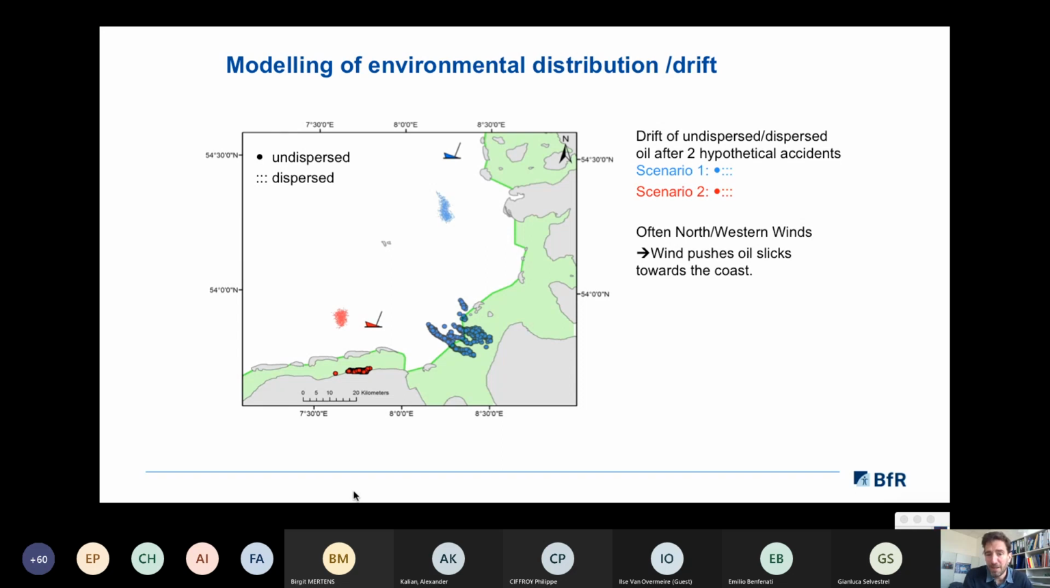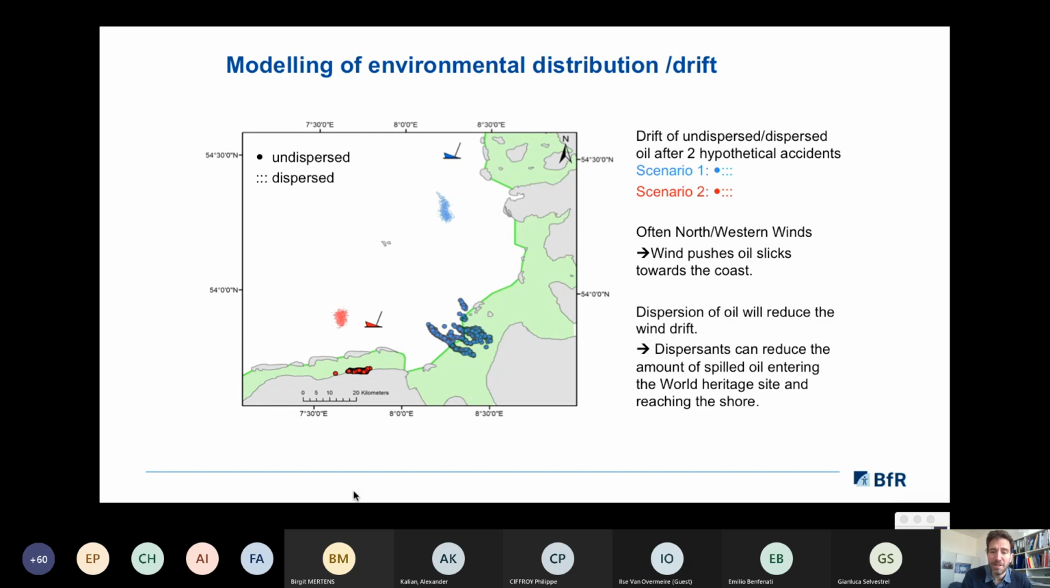What we can see here is that in case of non-dispersion, the oil slick will end up on the coast or in the green area. It's the Wadden Sea, a sensitive ecological area. And in this case, because we often have northwestern winds on the German coast, the dispersion could reduce the amount of spilled oil reaching these sensitive areas of the coast.